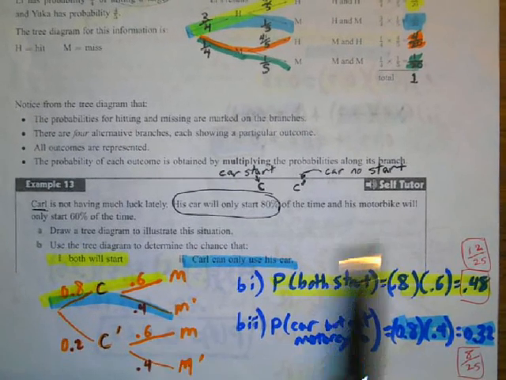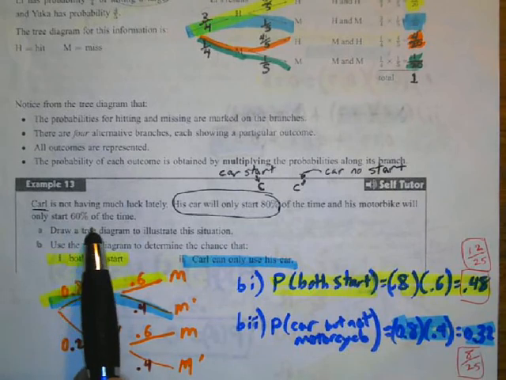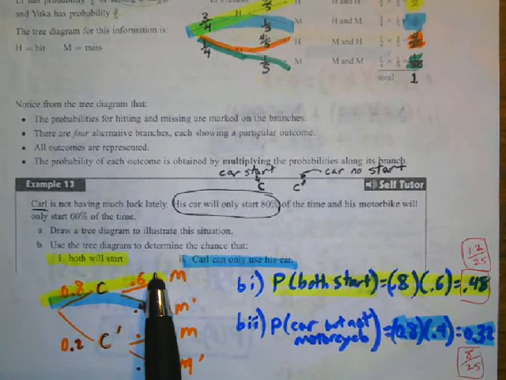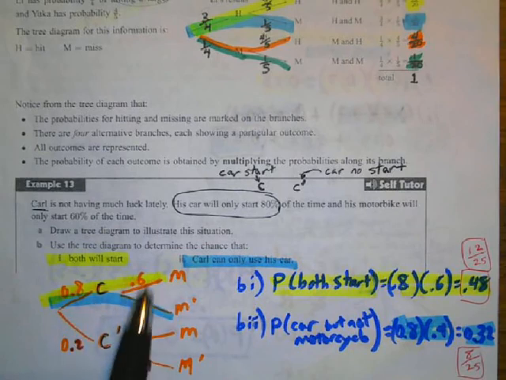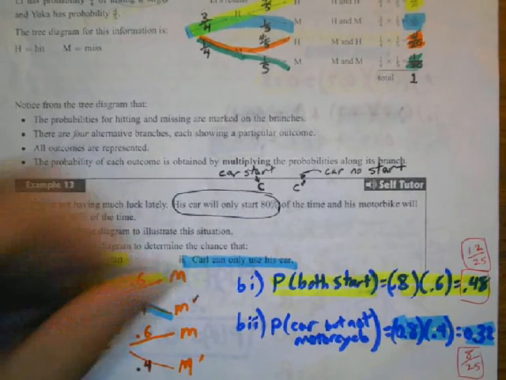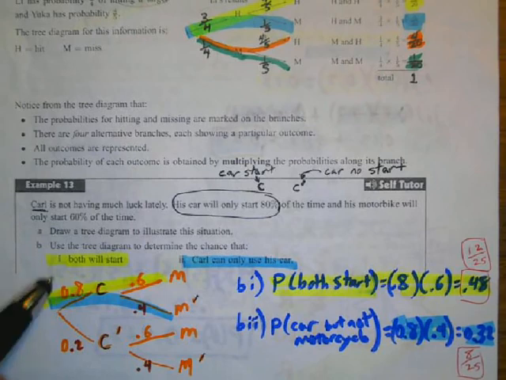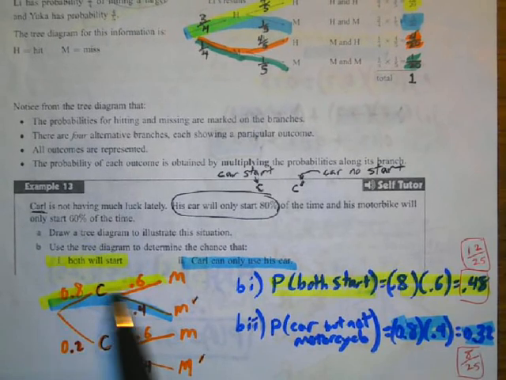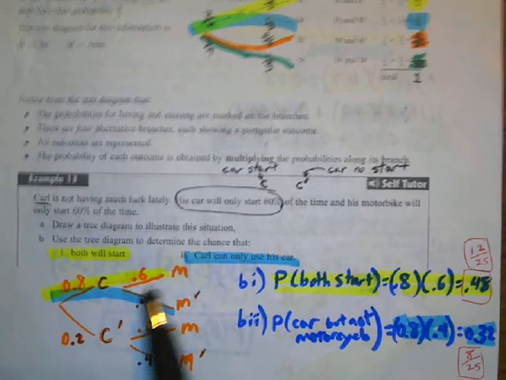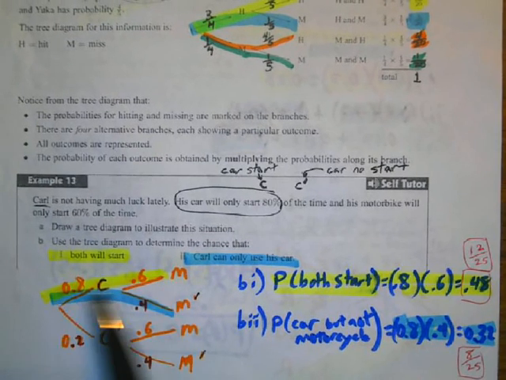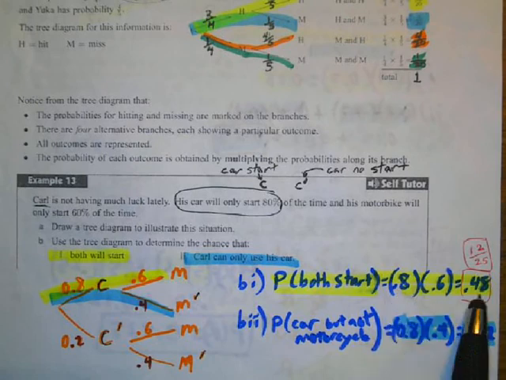And then the motorcycle only starts 60% of the time. So starting the motorcycle, so not starting has got to be 0.4, right? Because these two have to add up to 1. So not starting the motorcycle, I'm calling that M prime. So let's look at question I. Both will start. So if I'm going this route where the car starts and the motorcycle starts, I multiply 0.8 times 0.6, we get 0.48.